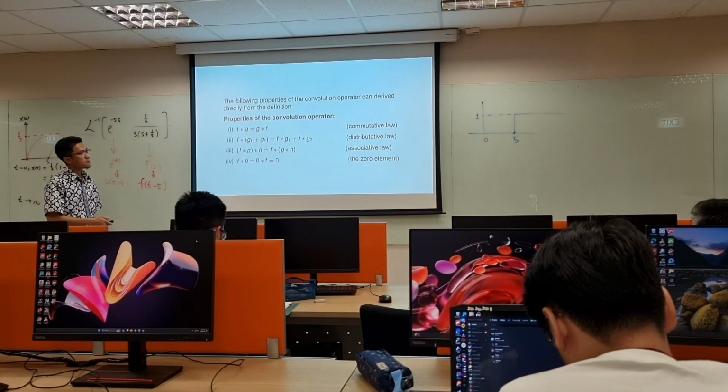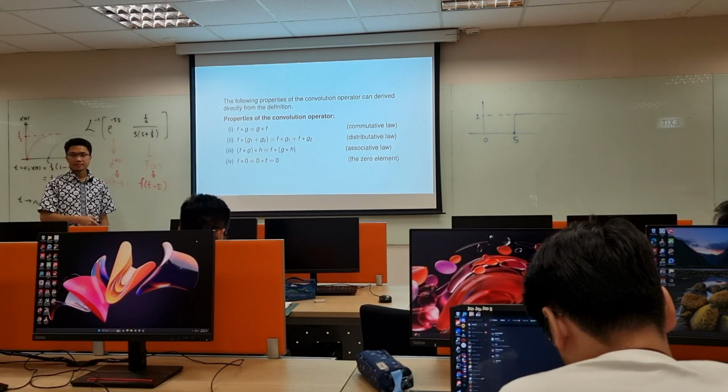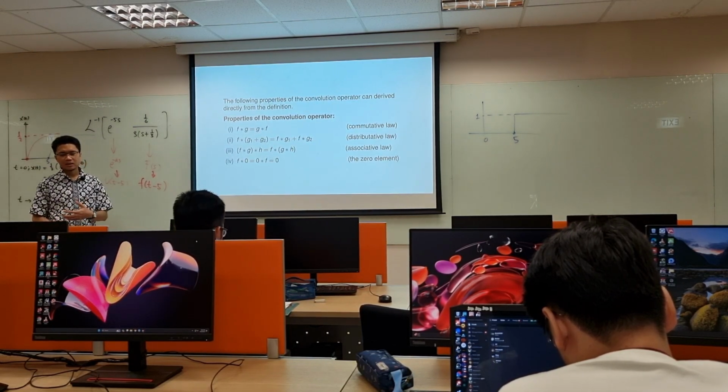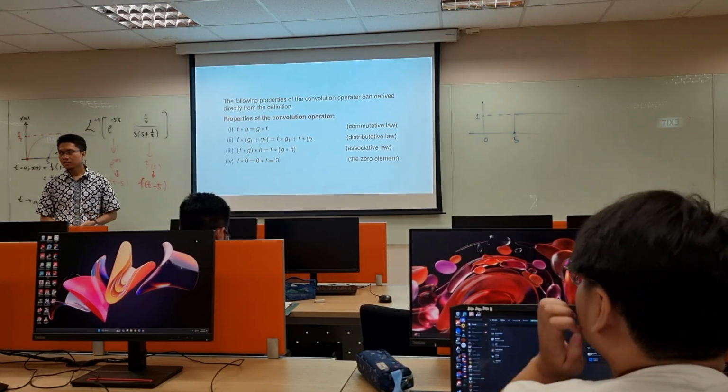And these are the properties of the convolution: commutative, distributive, associative, and then this is the zero element. So what does that have to do with the Laplace transform then?